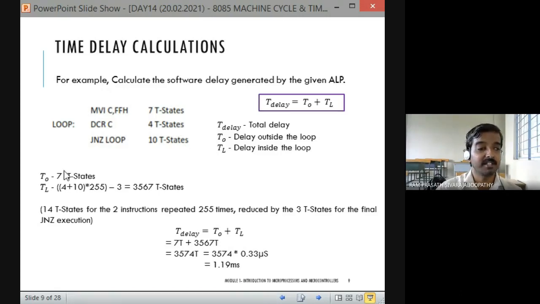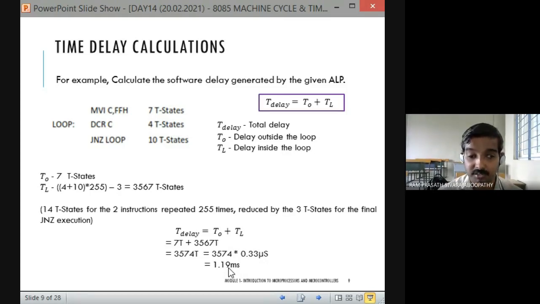So in total how many T states? 7 T states plus 3567 T states. On calculating, we get a total of 3574 T states multiplied by the time period of 1 T state. The value of T is 0.33 microsecond. That means 1.19 millisecond. That's all. Is it clear for all of you?